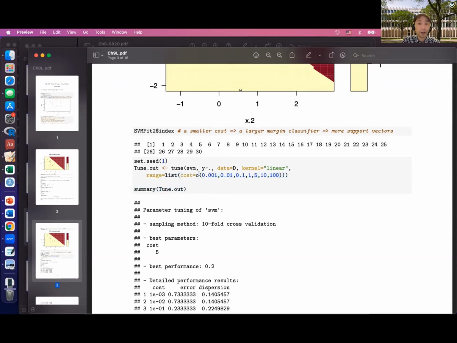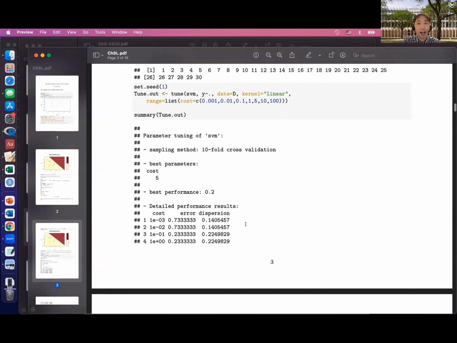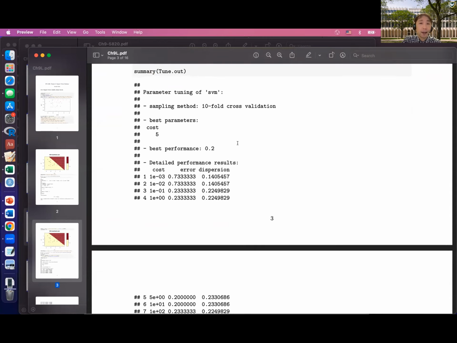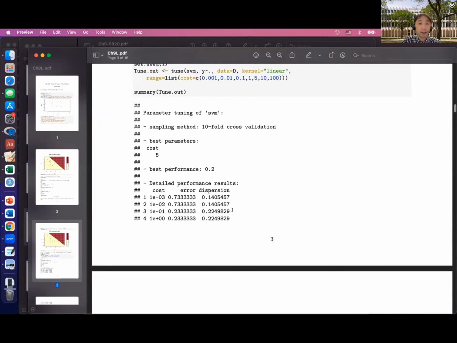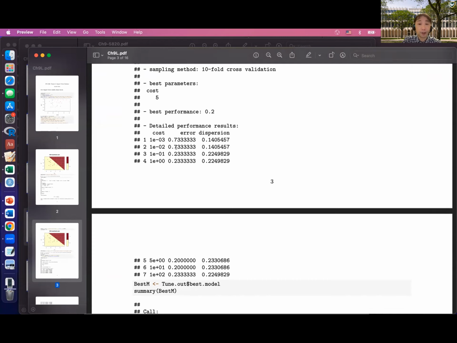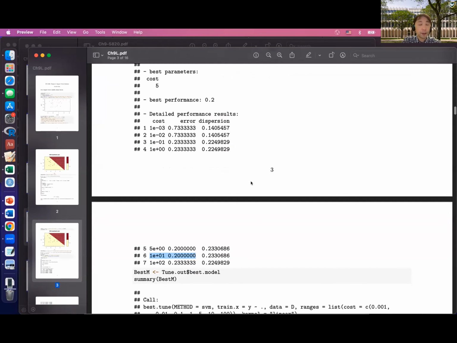We try cost equal to 0.001, 0.01, 0.1, 1, 5, 10 and 100. Five is strange, but I put it in because 5 is the best one. This did cross-validation to calculate the error, and you can see that cost equal to 5 is the optimal one with the smallest error, 0.2. And actually 0.2 is also achieved by cost equal to 10.